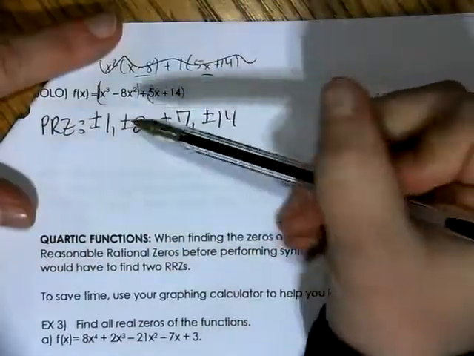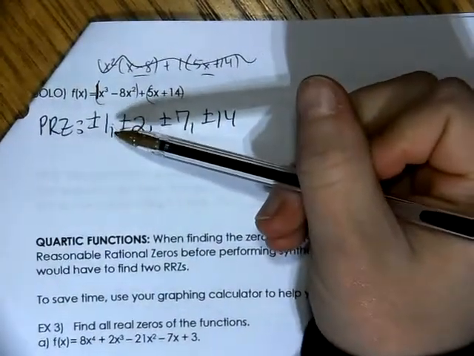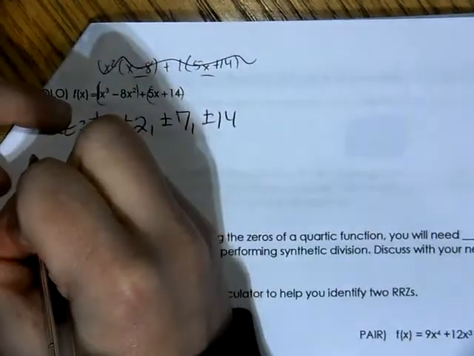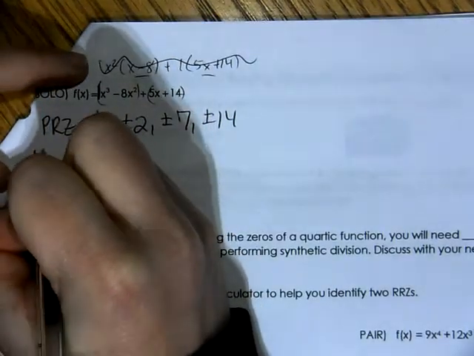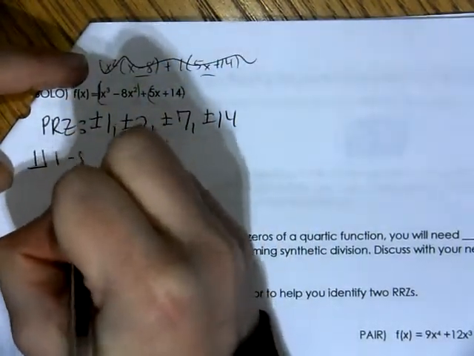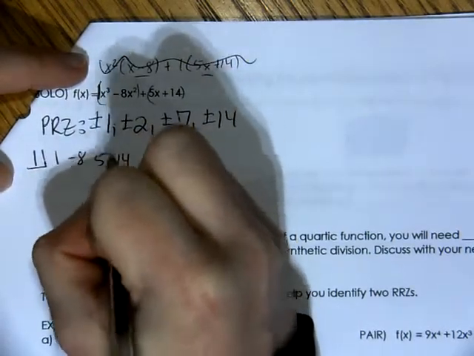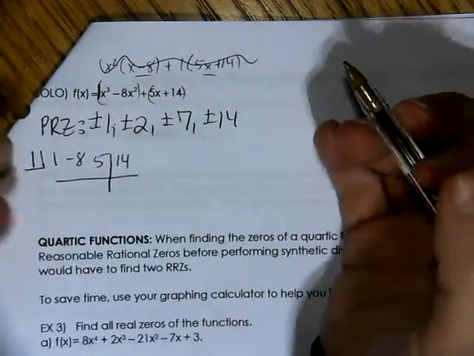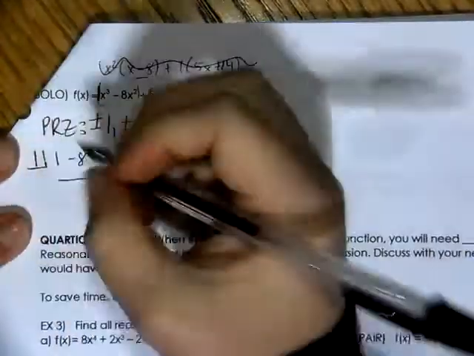From here, I'm going to start with 1. Always start with 1. Did you start logically with the number 1? And I'm going to try to do synthetic division. So I'm going to put 1 in the box, and I'm going to write 1, negative 8, 5, and 14. And I don't need to make it super big because I might end up doing synthetic division a lot.